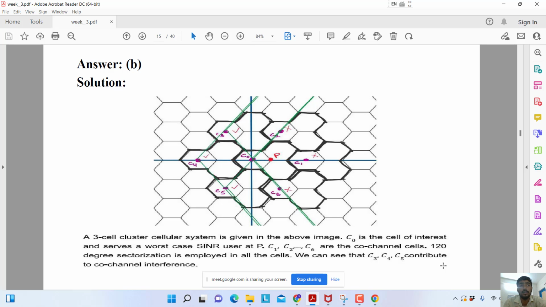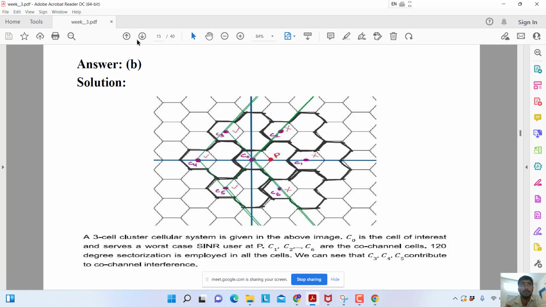Now the 120 degree sectorization is employed at a cell. The advantage of 120 degree sectorization is that these 3 cells will not interfere, because the cell is radiating in the direction of C2, C1 and C6. So there are only 3 cells, C3, C4, C5, that will interfere with this user. This is the advantage of the sectorization. These 3 will not interfere. Only C3, C4, C5 will interfere.